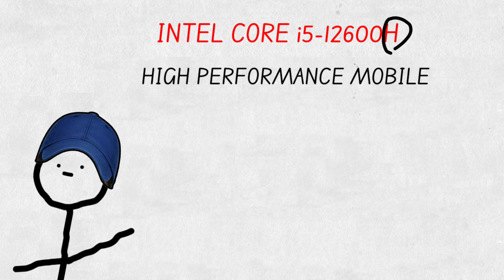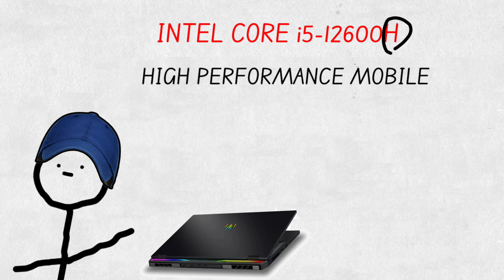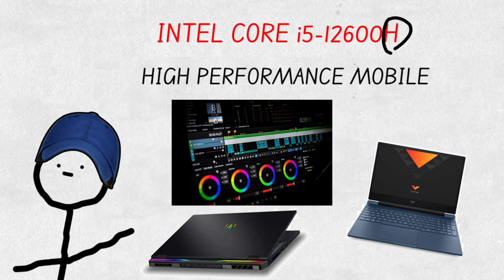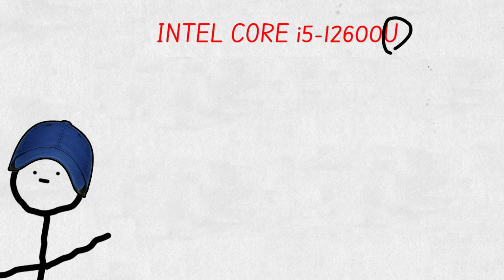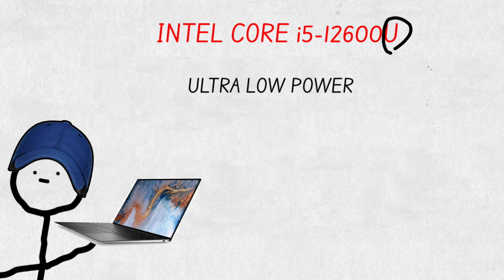H means high performance mobile. Found on performance laptops, gaming and creator machines. More power, more heat and bigger chassis required. U means ultra low power. Found on thin and light laptops. Trades raw performance for battery life and lower heat output.